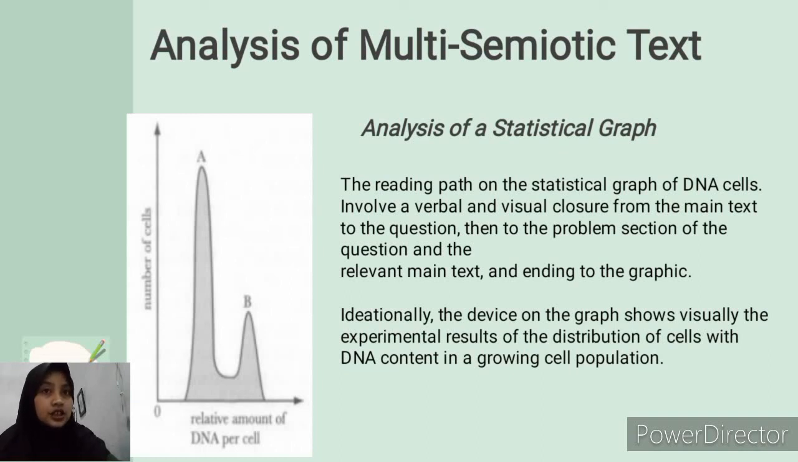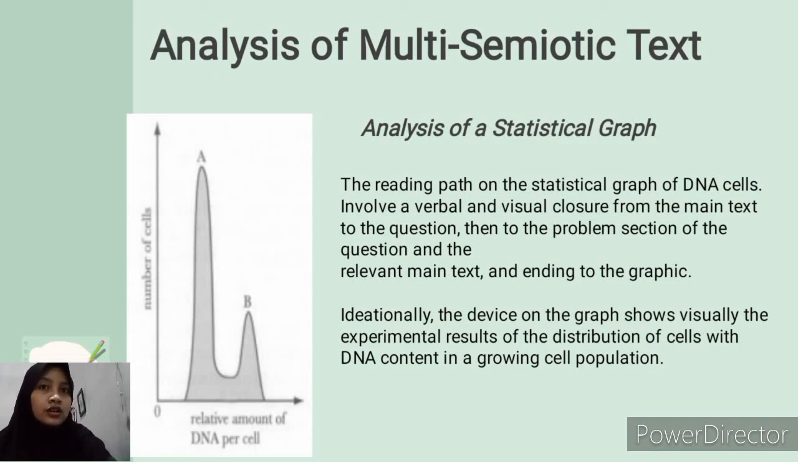In reading a statistical graph, the reader needs to understand the question and what the problem in the question is. Then the reader needs to understand the main text that has been read. Then reanalyze the graph according to the problem. So for example, the question: which is the longest phase of the cell cycle in this population of cells? I will repeat again. So, which is the longest phase of the cell cycle in this population of cells?